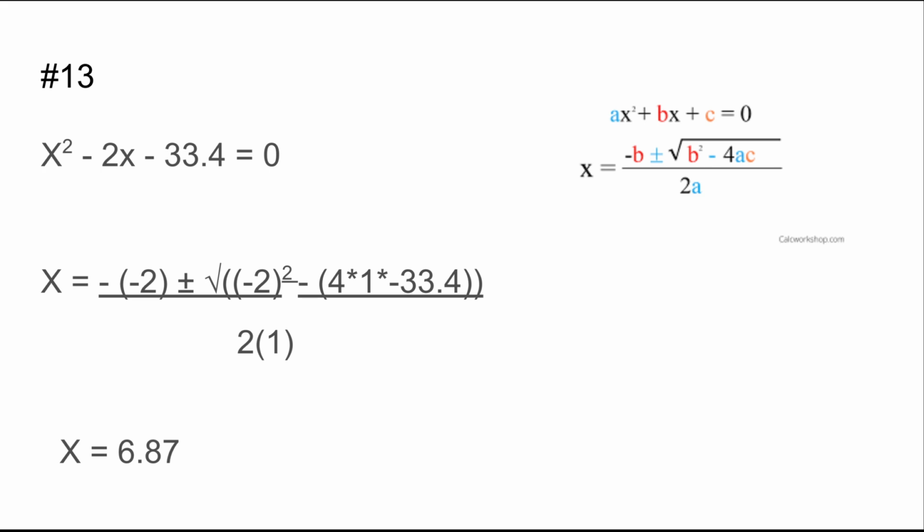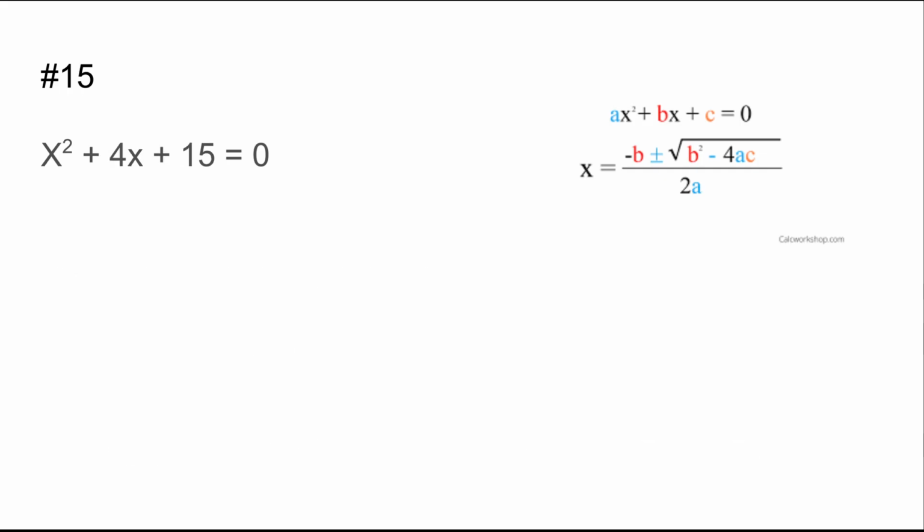Let's do it again, subtracting. Negative 2 minus the square root of negative 2 squared minus 4 times 1 times negative 33.4, enter, divided by 2, x equals negative 4.87. These are our set of solutions.